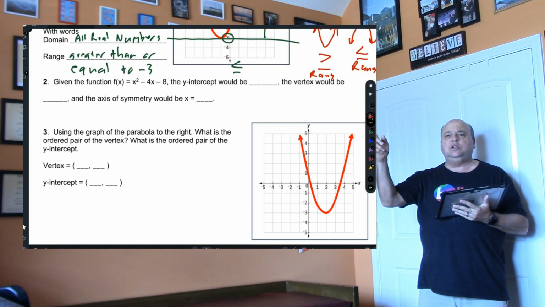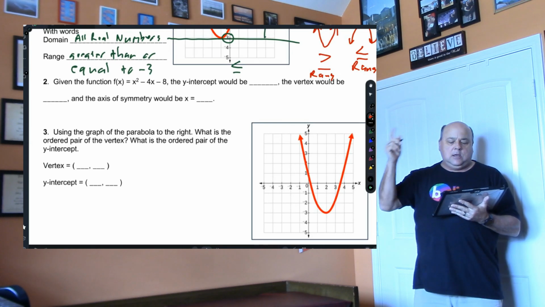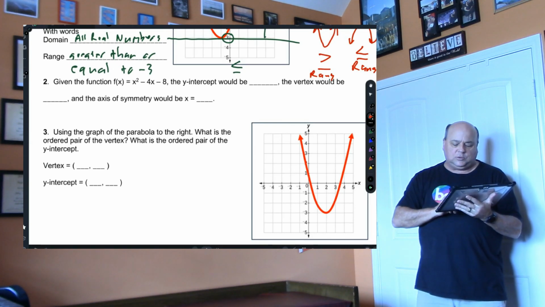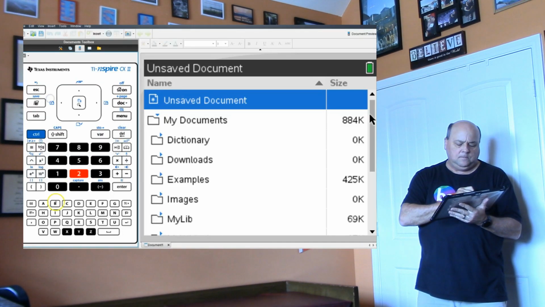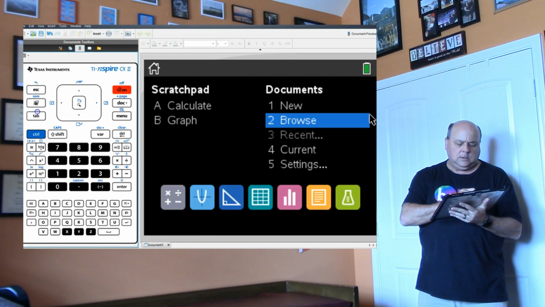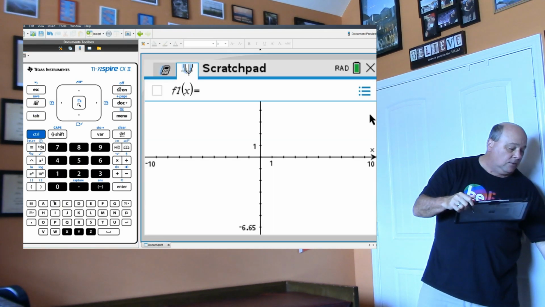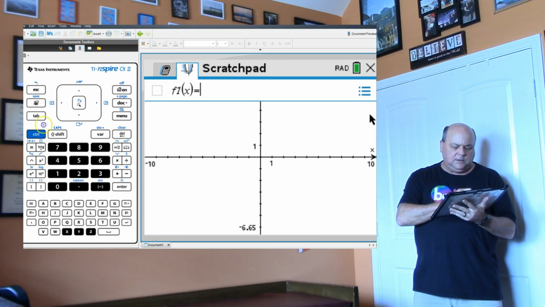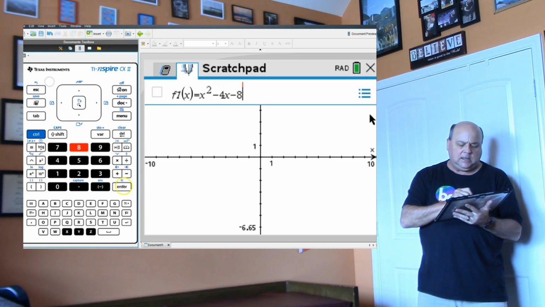Okay, so what we have to do on this is graph the polynomial, find the y-intercept and the axis of symmetry, okay? And we probably need the vertex. So we're going to go to our calculator, and we're going to go to graph. And then we're going to graph x squared minus 4x minus 8. So x squared minus 4x minus 8, hit enter.